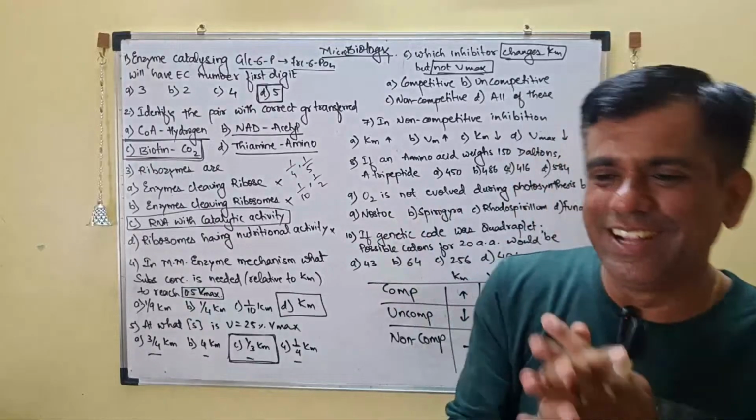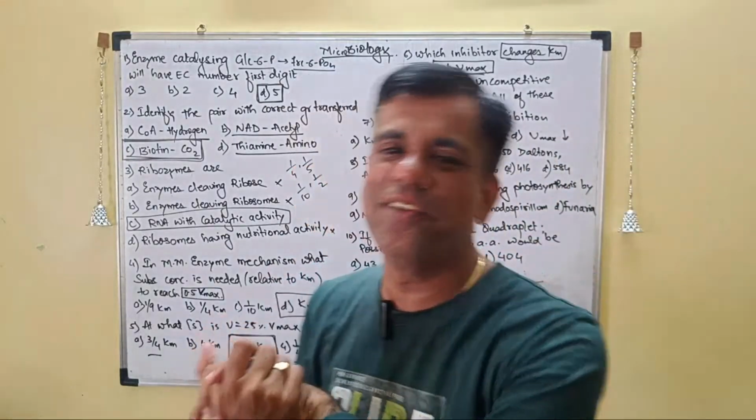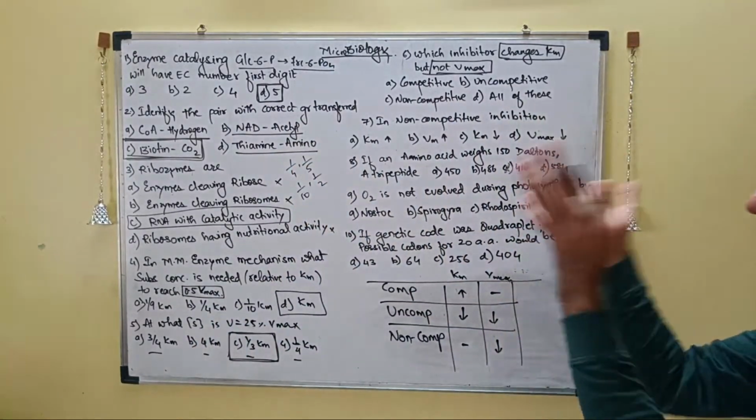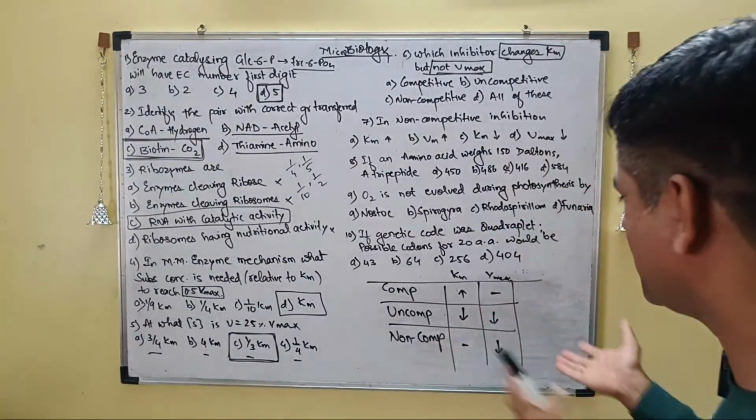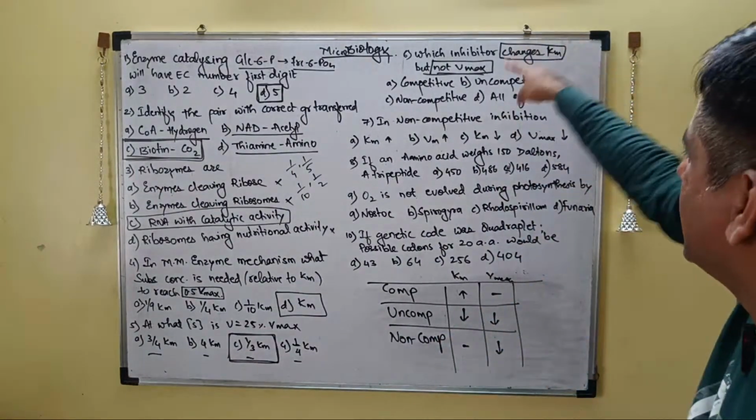Okay, intelligent girl. I would like to know the name of this Ross Anthony, and I would also like to know the other people out there. Yes, tell me which inhibitor changes Km and not Vmax.